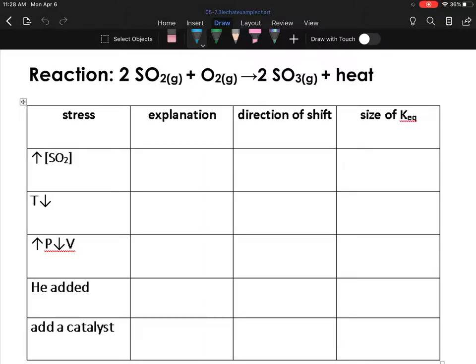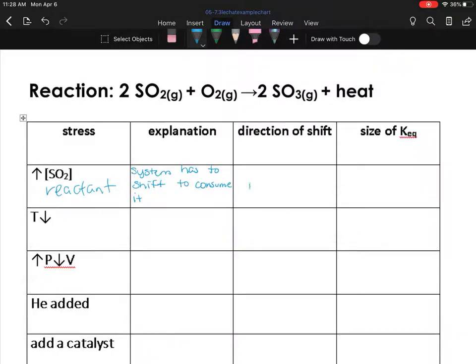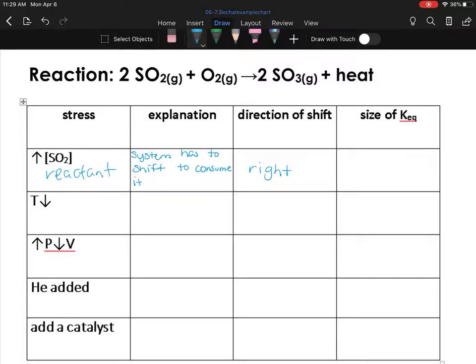Okay, so what we're going to do is we've been given stresses. We're going to explain what happens, and then we'll look at the direction of the shift, and then we'll look at the size of KEQ. So if you increase the concentration of SO2, so that is a reactant, which means that you need to consume it. So if it shifts to consume it, then it's going to shift right, because on the right-hand side, there is no SO2. We're going to be making SO3.